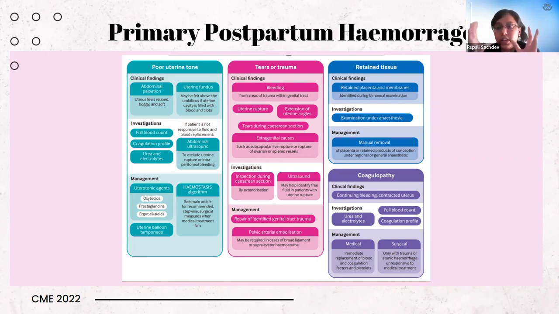Coagulopathy, the uterine tone is fine. There are no tears or trauma. There is no retained tissue, but the patient is still bleeding. So that gets you to your fourth T, where you have continuous bleeding with a contracted uterus. You will do a full blood count, coagulation profile, urea and electrolytes. For management, you obviously have to immediately replace blood and give coagulation factors and platelets. Or you can do surgical management if there's any trauma or atonic hemorrhage.